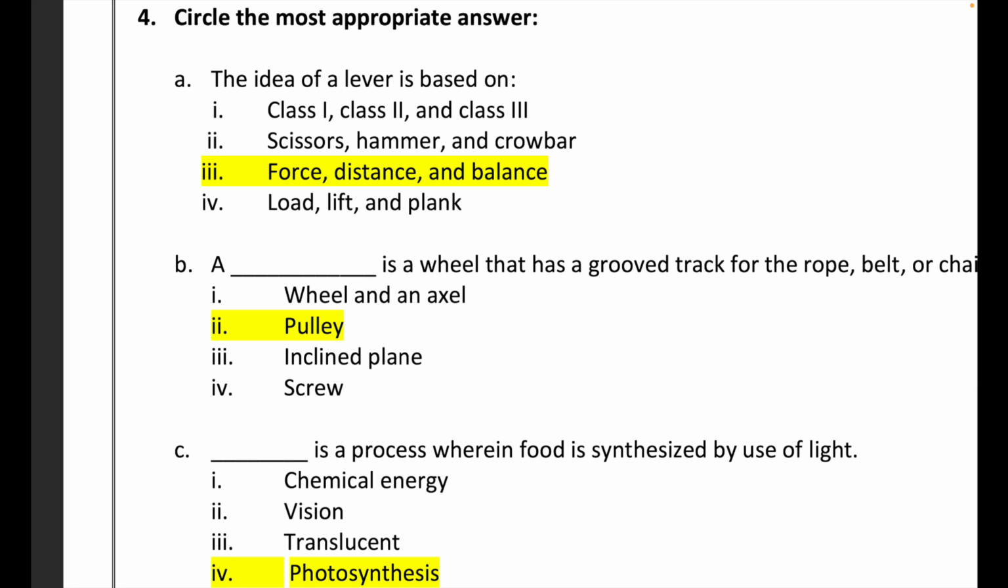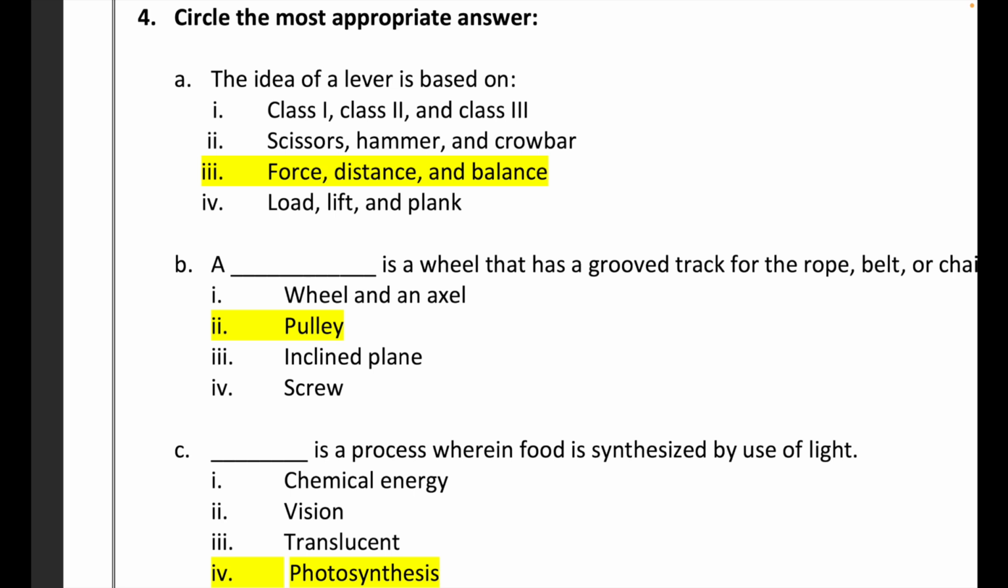Circle the most appropriate answer. First, the idea of a lever is based on: A, Class 1, Class 2 and Class 3. B, scissors, hammer and crowbar. C, force, distance and balance. D, load, lift and plank. And the correct answer is force, distance and balance.